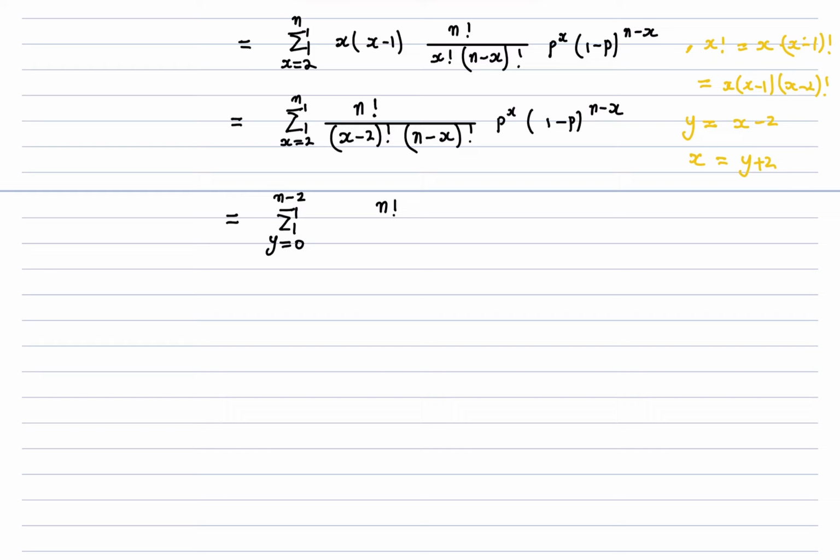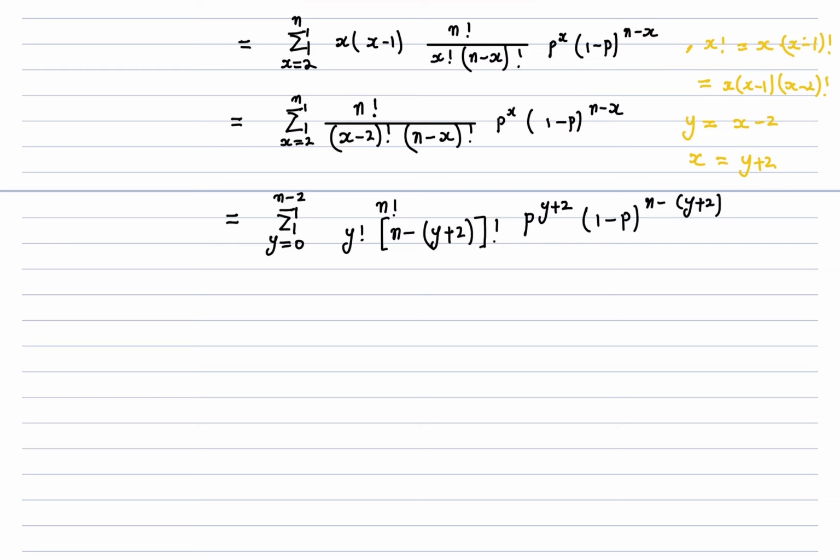We've still got our n factorial expression. We're now going to replace X minus 2 with Y. We've got n minus Y plus 2 in our factorial expression, we've got p to the Y plus 2. And again, we've got 1 minus p to the n minus Y plus 2.